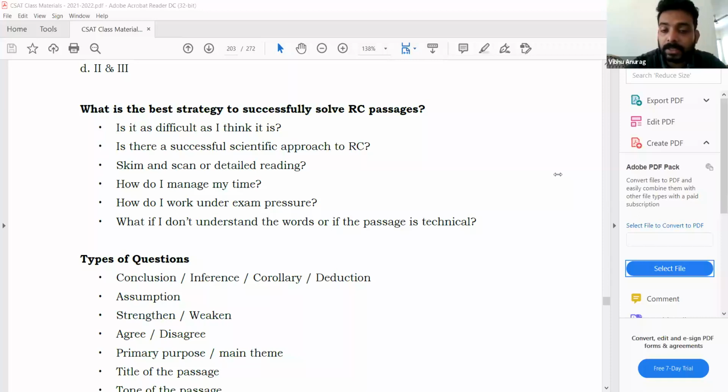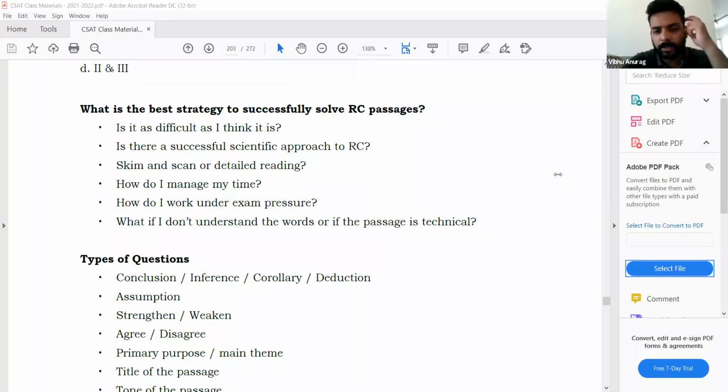And what if the passage is technical? You know, I don't like passages based on science. What if I get passages based on science? What am I going to do? So the short answer to that is it doesn't matter, because all the questions can be solved based on the information provided to you in the passage. So even if I am from a commerce background and I get a very scientific passage, it doesn't matter. I can still solve it because all the information is there in the passage.